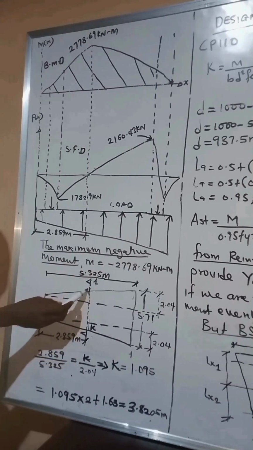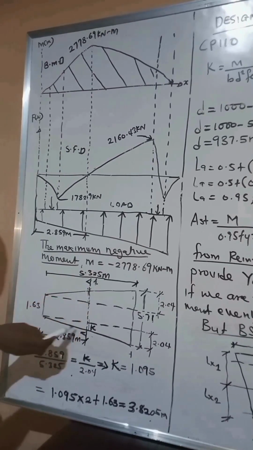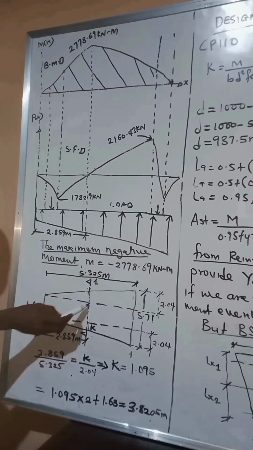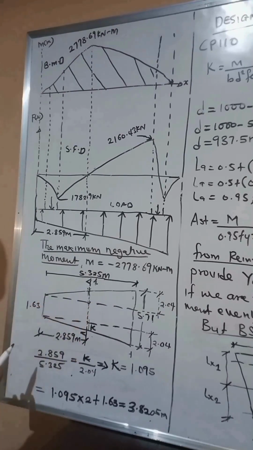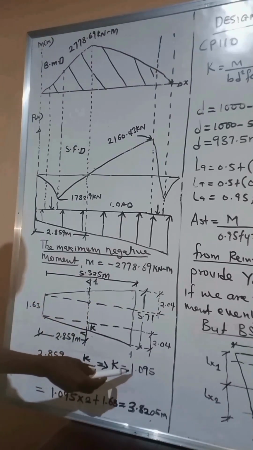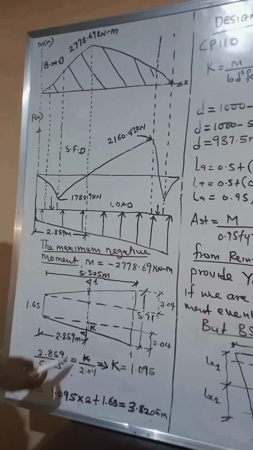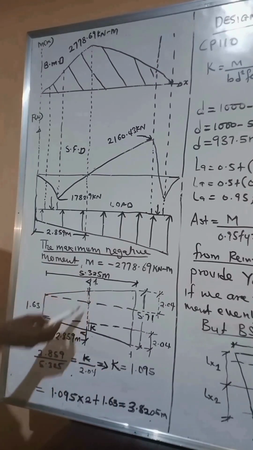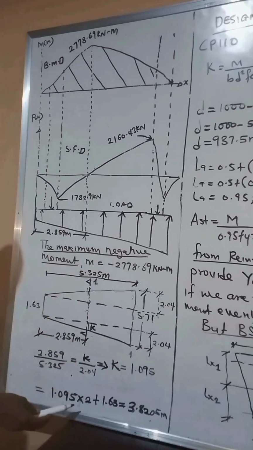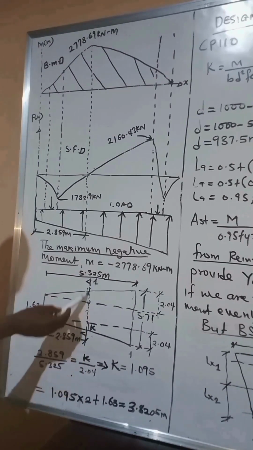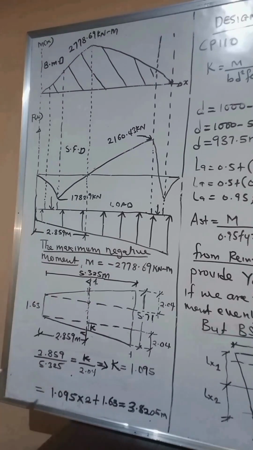So we're going to have this. If we have from here to here, and from here to here, we'll add it to the width of this rectangle. So doing similar triangles, we're going to have K to be 1.095. So we'll have 1.095 here, 1.095 here, plus 1.63. So the total width at this point of maximum moment is 3.8205 meters. Okay. So having done that, next we are going to go into the design proper.